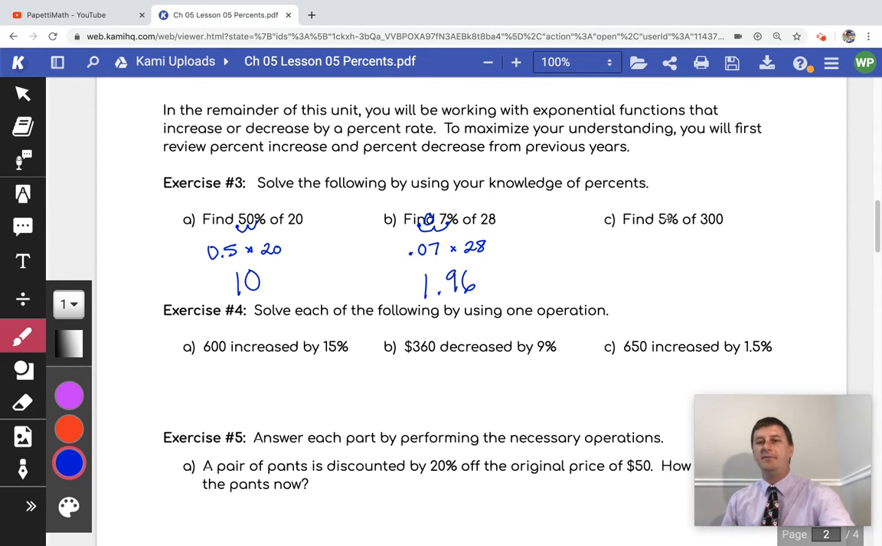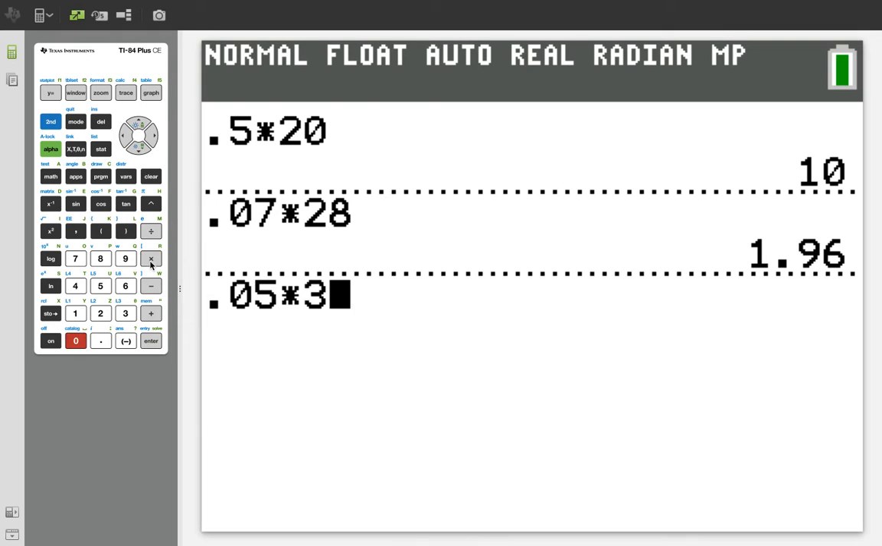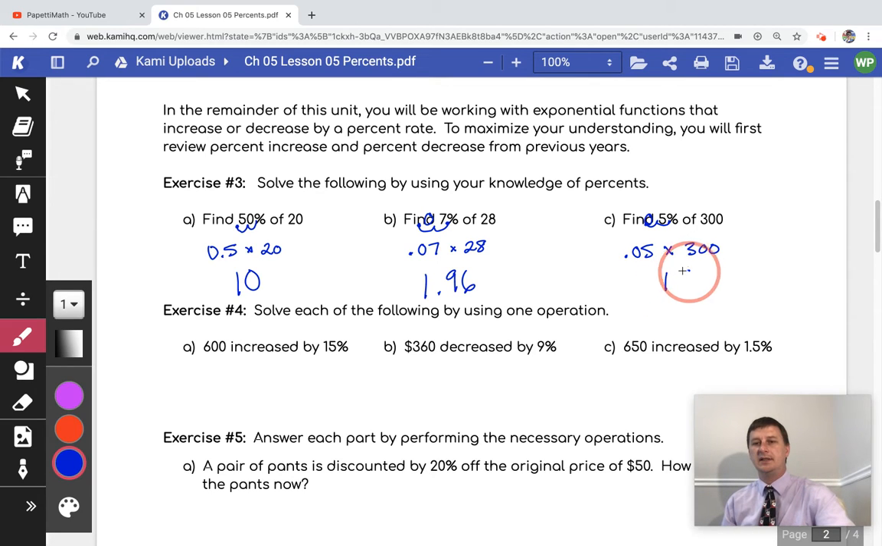And finally, 5% of 300. 5% written as a decimal, again moving that to the left because we're dividing by 100. So it's really asking us 0.05 times 300. We could go back to our calculator and do 0.05 times 300, and we're going to get 15. 15 is 5% of 300.